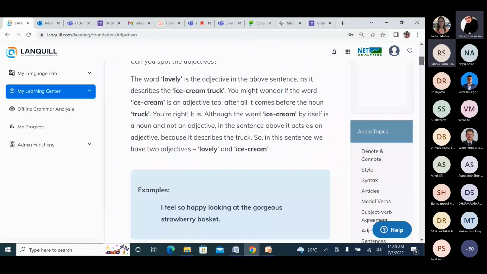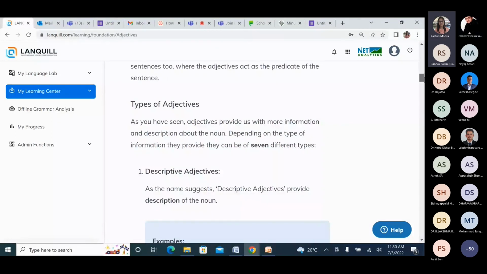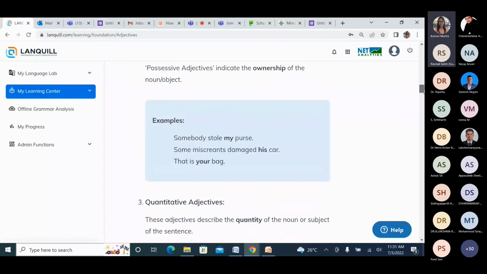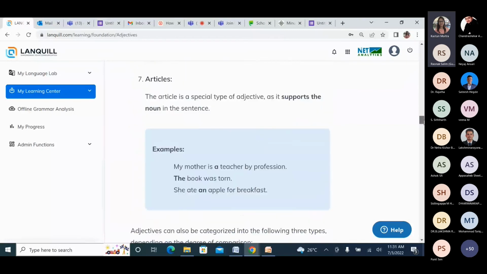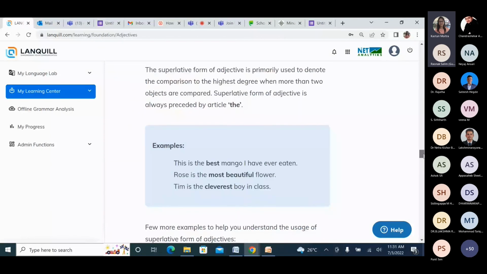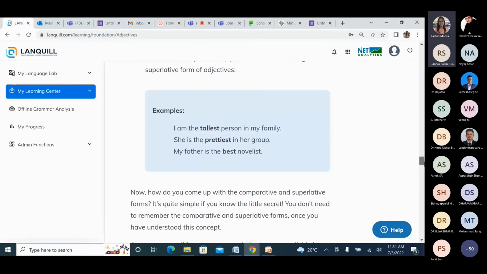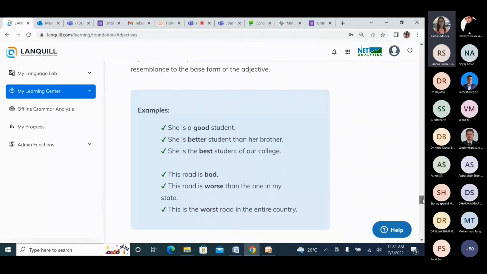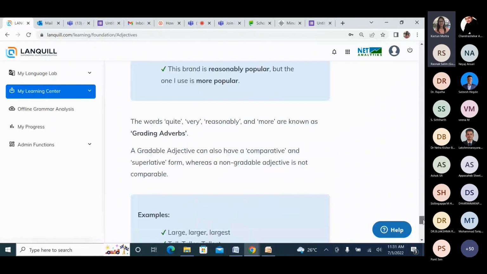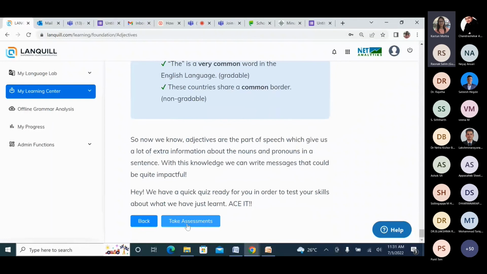Okay, so we have the different types of adjectives and quantitative adjectives. These are all the types. And then we come to the degrees, what we discussed right now. Good student, better student, best student, these things. Once you complete and you are thorough with it, you can also go and take an assessment on the same topic to check your understanding level.